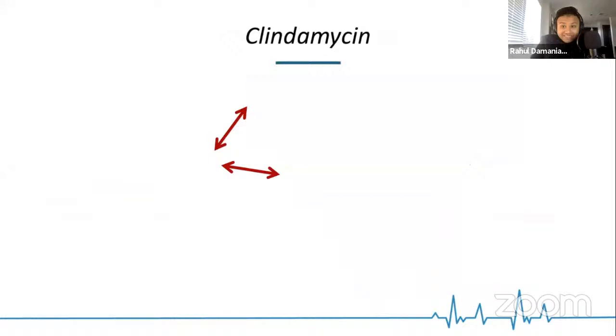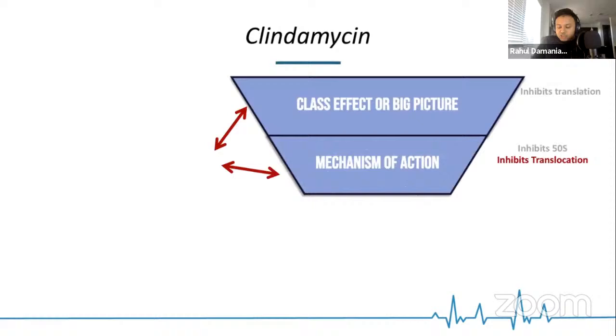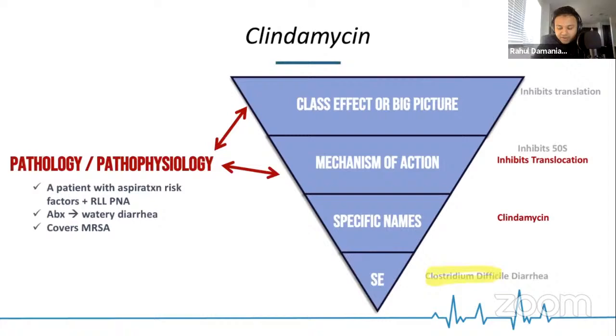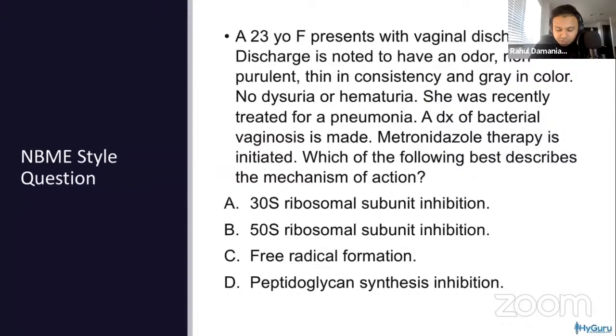Clindamycin is also part of the sell at 50. Clindamycin inhibits translation. It inhibits the translocation, so going from A to P to E. And clindamycin is associated with C. diff. So the pathophysiology tie-in or the high yield vignette is that if a patient gets an antibiotic and then gets watery diarrhea, think about C. diff infection related to clindamycin. And remember that clindamycin is really good for not only Pseudomonas, but most importantly, anaerobic infection. So somebody who has aspiration risk, so your patients with dementia, who had a stroke, alcoholics, and then bam, they get an aspiration pneumonia, you're going to be thinking about clindamycin. So a 23-year-old female presents with vaginal discharge.